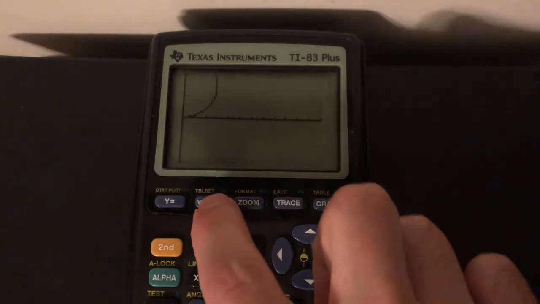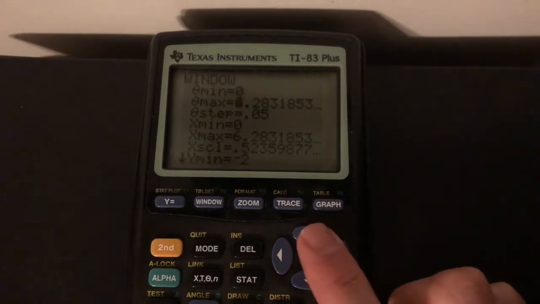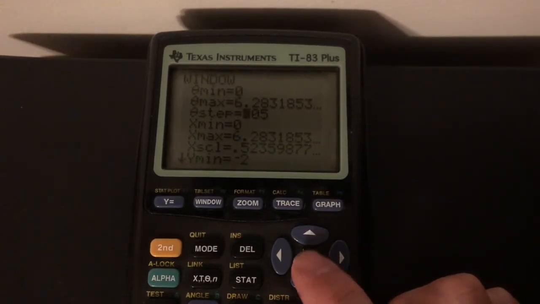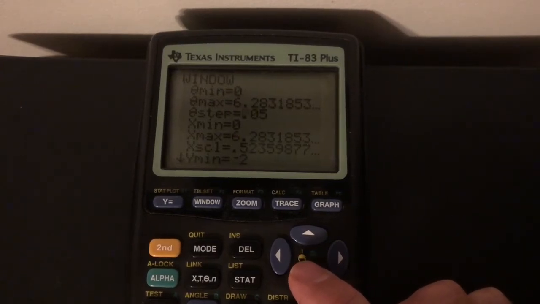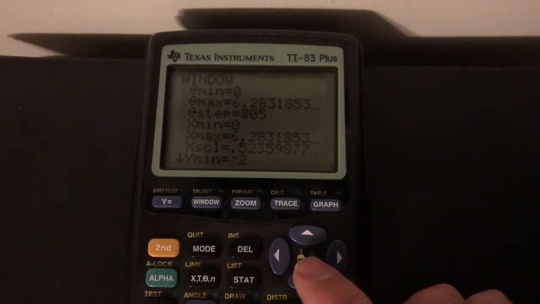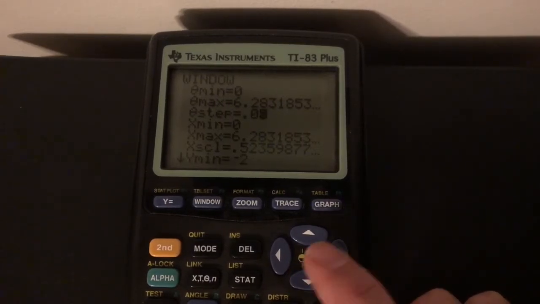So I'm going to hit my window button. Now my theta, you can see I'm going from 0 to 2 pi. And this theta step tells the calculator to graph 1 point for every 0.05 radians. Usually that'll be enough to give you a good picture, but if your picture looks a little sketchy, make that number smaller. It'll make your graph more precise, but more precision means the calculator takes more time to do it, so you don't want to make this number too small.